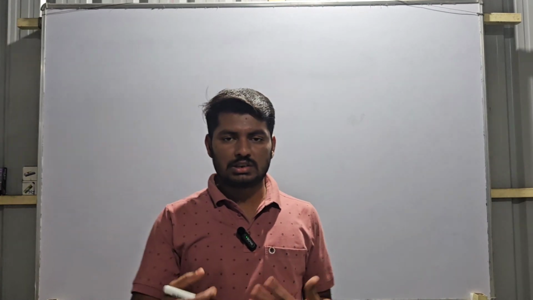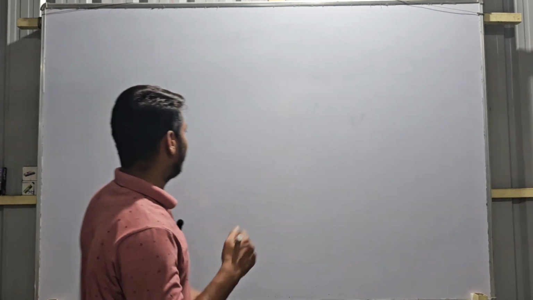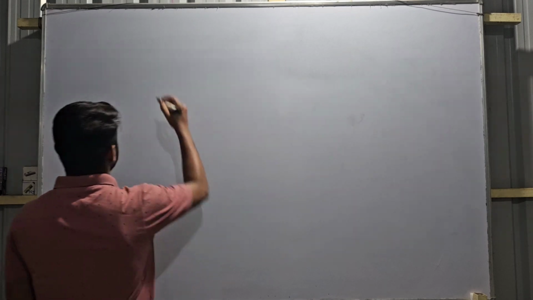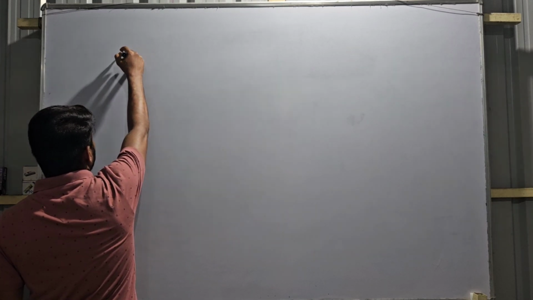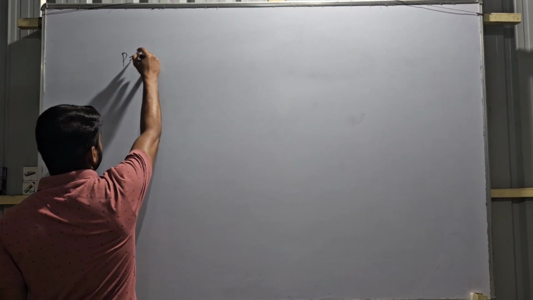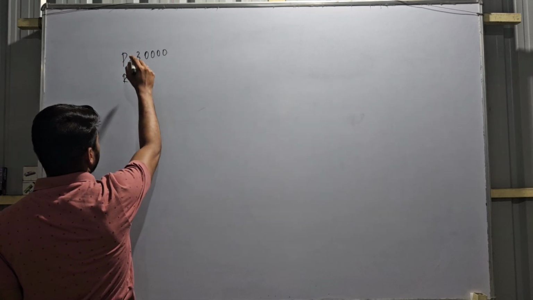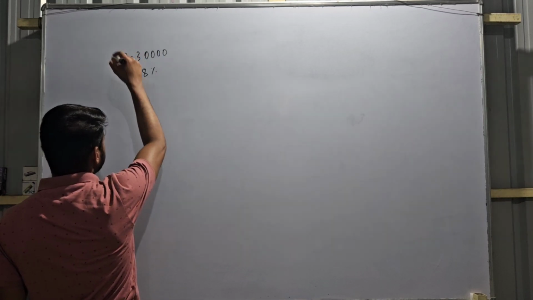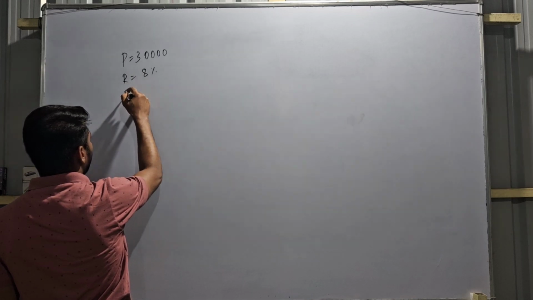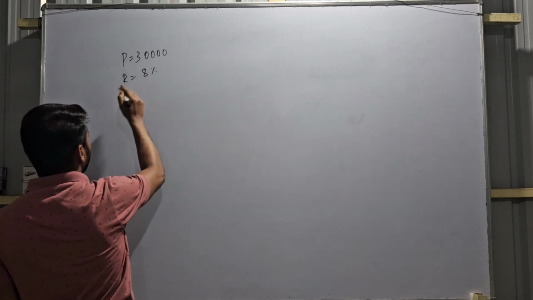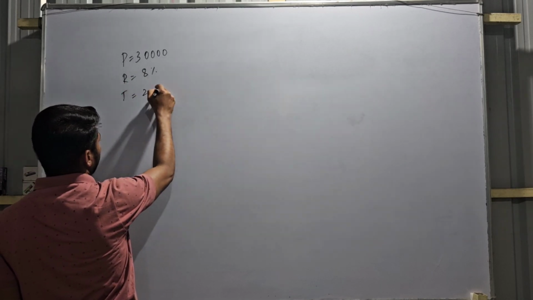Well, let us use this compound interest formula to calculate a simple problem. For suppose we have given principal amount as 30,000, rate of interest as 8%, and time, it may be for 2 years.